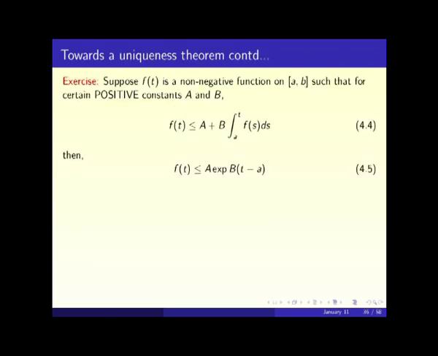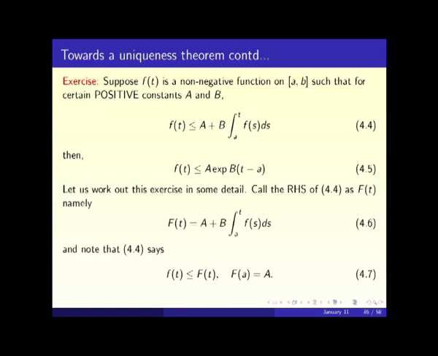So suppose f of t is a non-negative function on an interval [a, b] such that f of t is less than or equal to A plus B integral a to t f(s) ds. Inequality 4.4. That's a hypothesis. A and B are constants and f is non-negative. Then the conclusion is inequality 4.5, namely f of t less than or equal to A exponential of B times (t minus a). Idea of this proof is exactly similar.